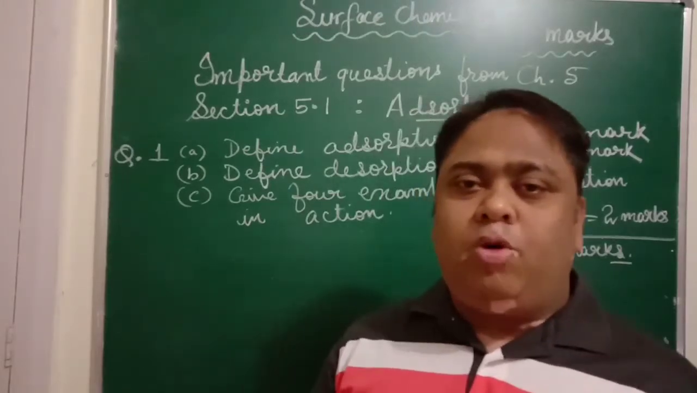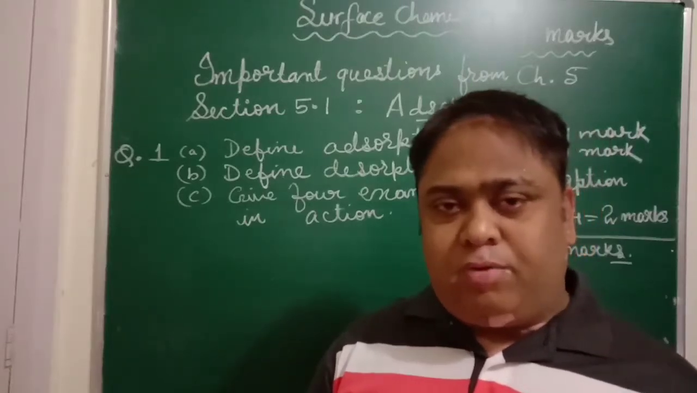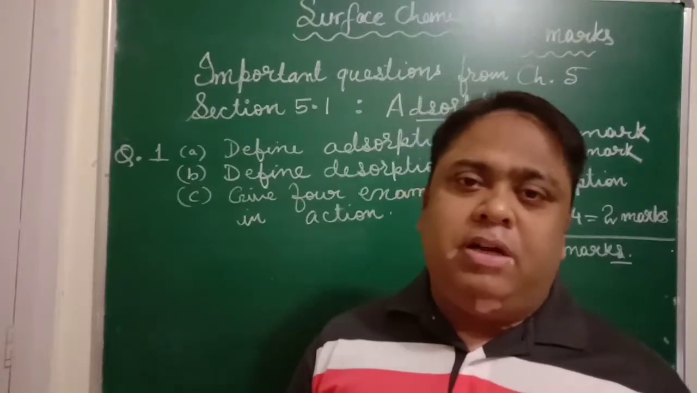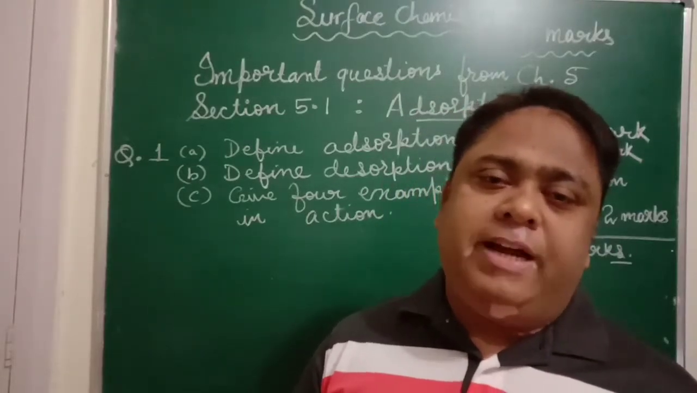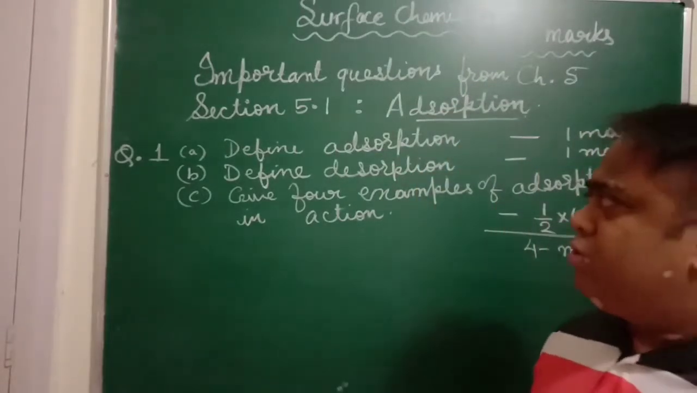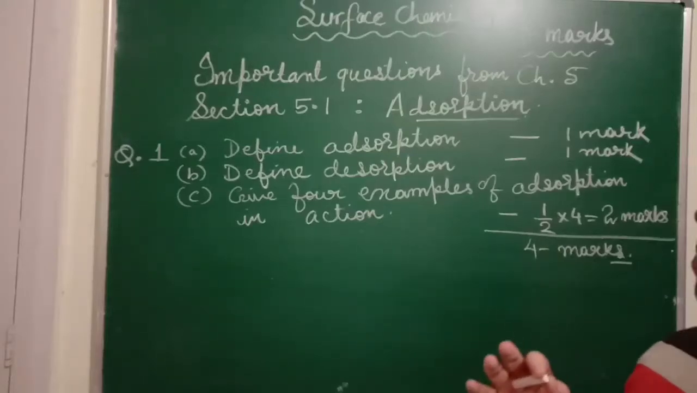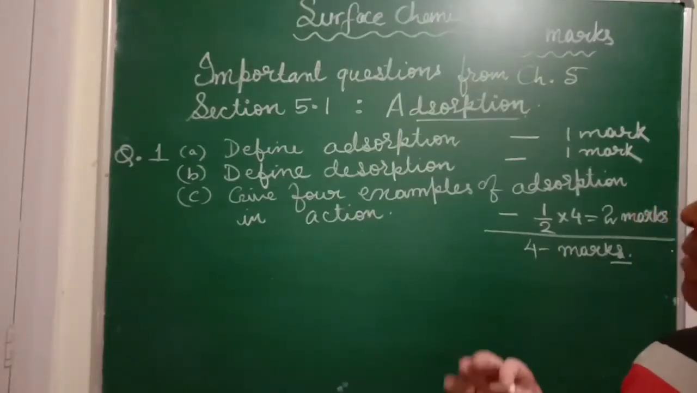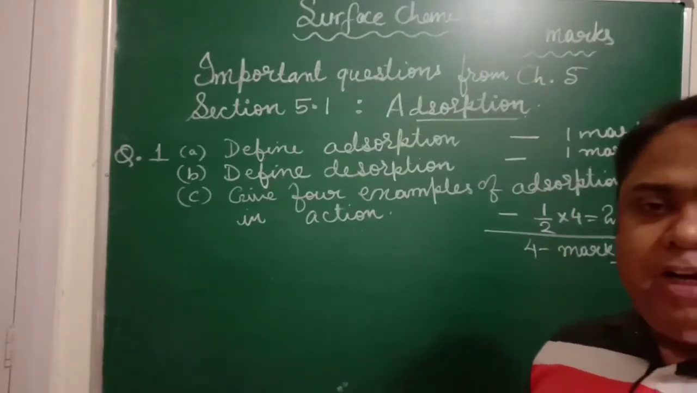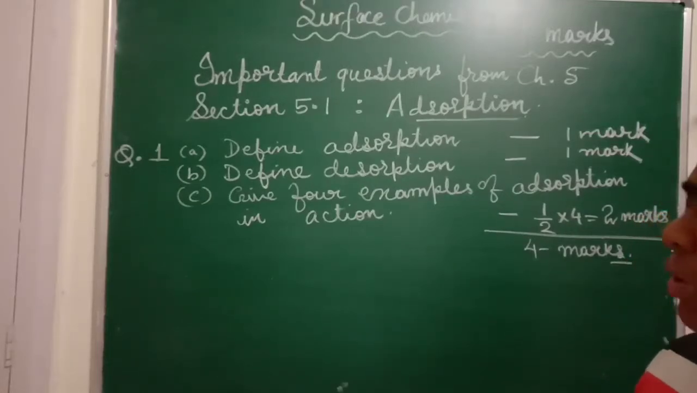From this chapter, 4 marks questions generally come. Now say if the question has to come from section 5.1, which is titled adsorption, then how an examiner would have designed a 4 marks question. So you can see the question on the board. The first question from the surface chemistry chapter 5, section 5.1, the name of which is adsorption. There are 3 questions and they are designed in such a way that if you write the right answer, then you will be getting 4 marks. So the first question is adsorption.